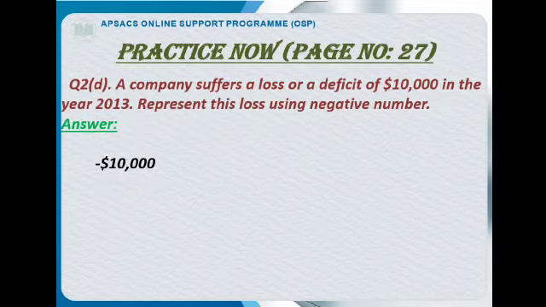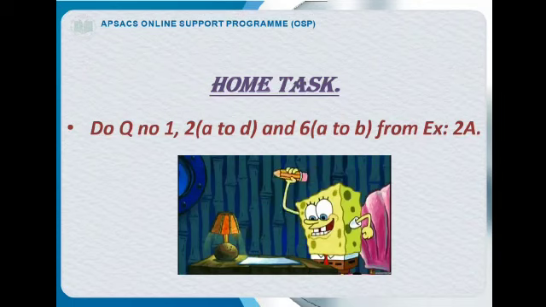Now the practice now, part D. A company suffers a loss or a deficit of $10,000 in the year 2013. Represent this loss using a negative number. So the deficit or the loss means the decline. For the decline we have to use the negative sign. So this $10,000 must be written over here with a negative sign. Right students?